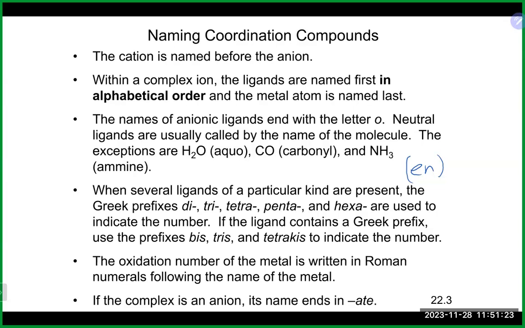Lastly, the oxidation number for the metal in the complex ion is always written in Roman numerals that come after the metal's name. And unlike some things that we do with normal nomenclature, for example, things that have fixed charges that are transition metals like zinc and silver, right? We typically do not put Roman numerals with those. When you're doing this type of naming, you actually do include the Roman numerals.